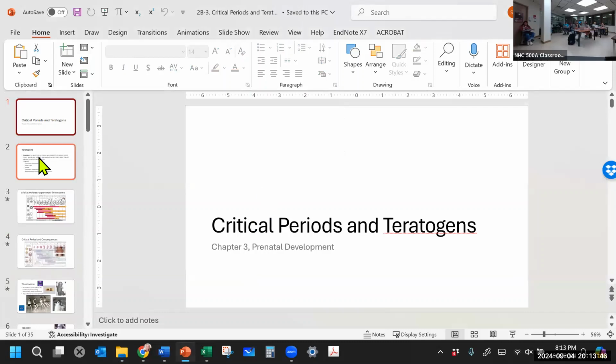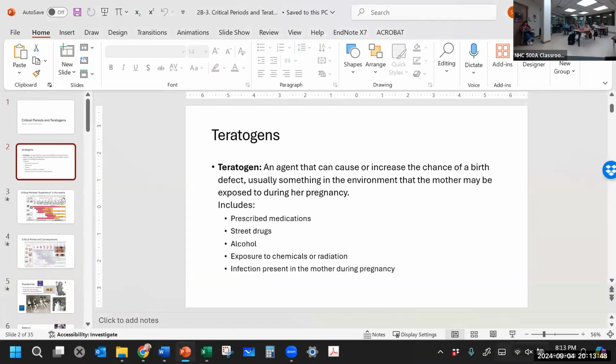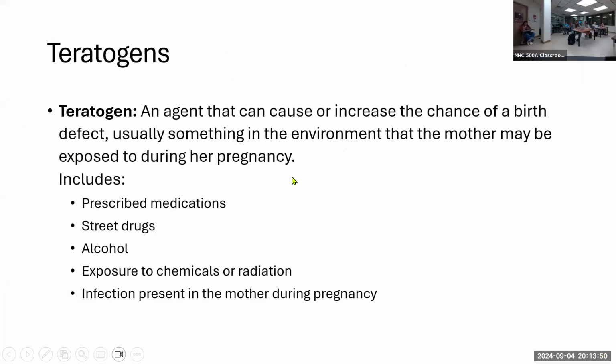So critical periods and teratogens. So what is a teratogen? It is anything that can cause or increase the chance of a birth defect. Anything. Something the mother's exposed to during pregnancy is typical.